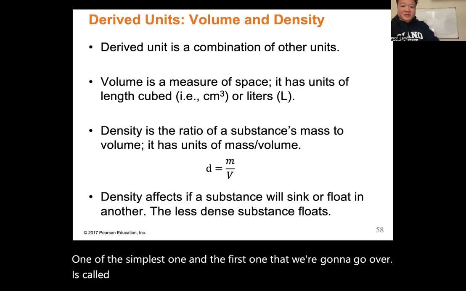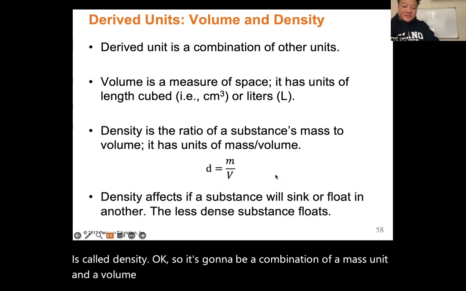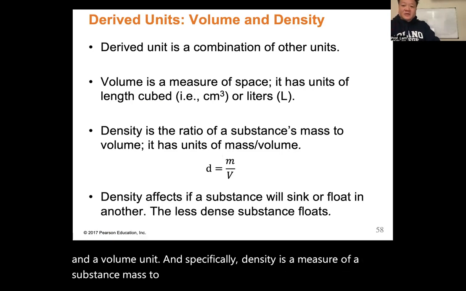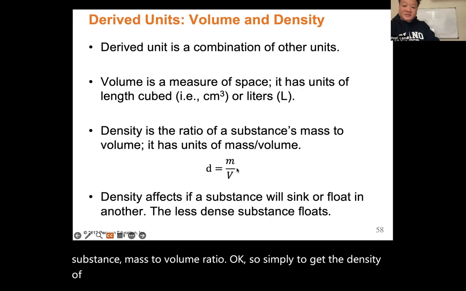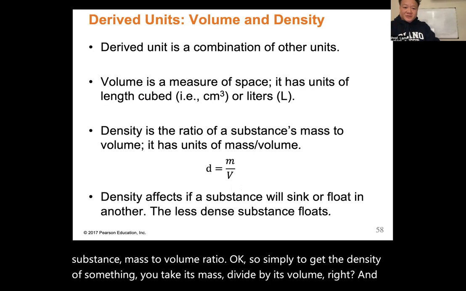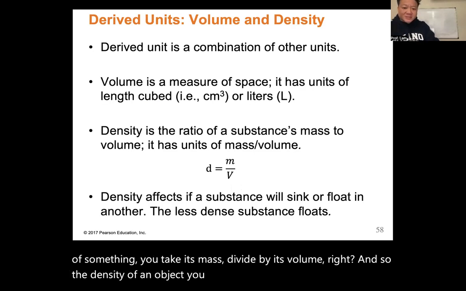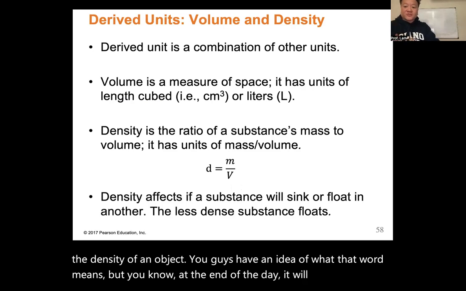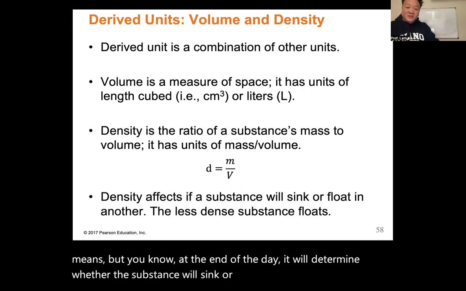Okay, so it's gonna be a combination of a mass unit and a volume unit. And specifically, density is a measure of a substance's mass to volume ratio. Okay, so simply to get the density of something, you take its mass, divide by its volume, right? And so the density of an object, you guys have an idea of what that word means, but at the end of the day, it will determine whether the substance will sink or float in another, right?